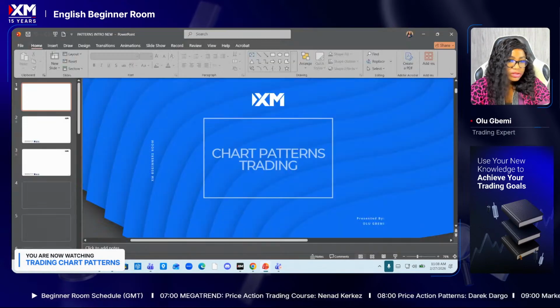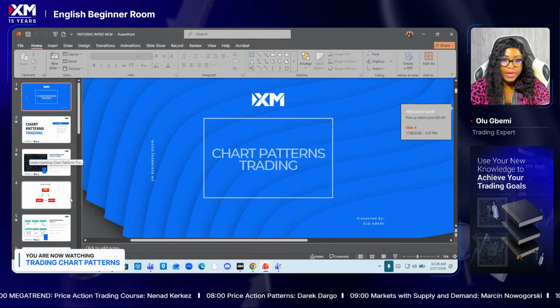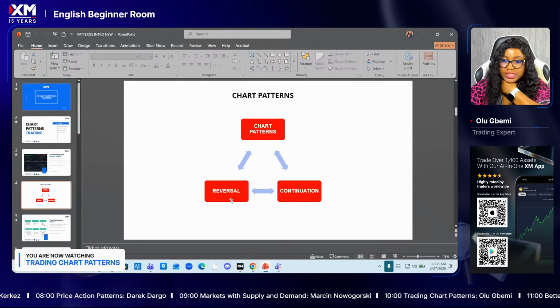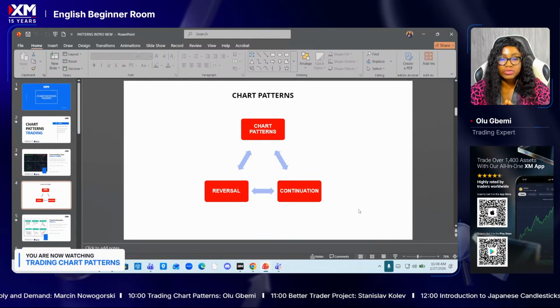Let me bring out the slides to also show you better what I am talking about. So patterns are divided into different forms. We have reversal patterns and we have continuation patterns. Reversal patterns are telling you that a trend is about to change.